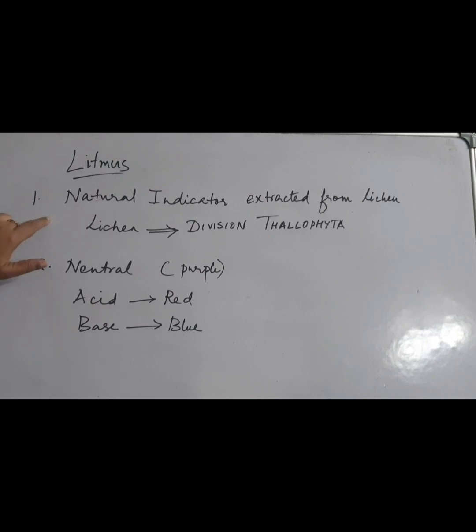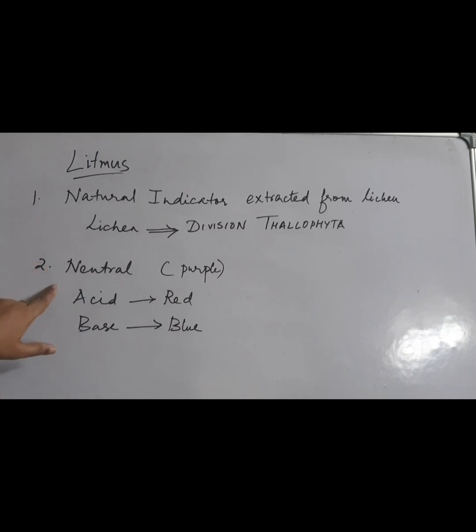Litmus is a natural indicator, and it is extracted from lichen. And what is lichen? It is a plant which belongs to Thallophyta. Plant as such, you cannot guess it as a plant, it is not like that. It's a smaller division of plant, and that division you call Thallophyta. From this lichen you extract the litmus. It is found in paper form, and litmus solution is also there.